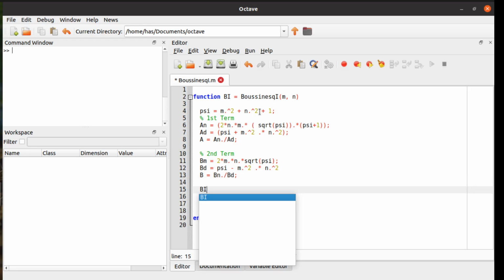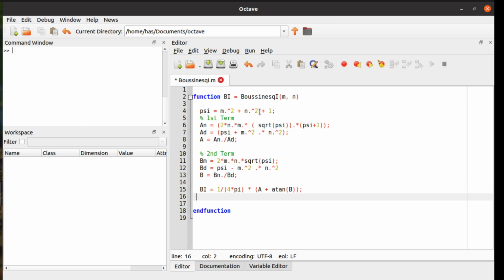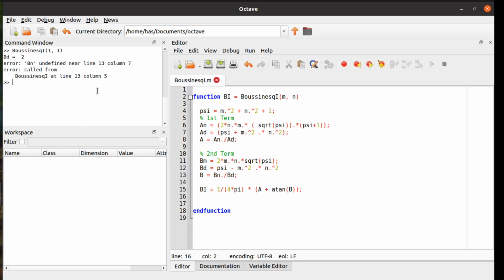Now Boussinesq I equals 1 over 4 pi into a plus tangent inverse of b. Let's save it and see if it works. Boussinesq I of 1, 1. Bn is undefined in line 13. Bn is undefined. Yep. So I wrote Bm instead of Bn. Let's save it again. Run the command.